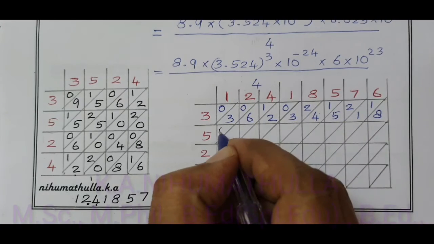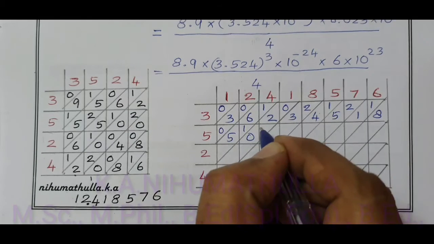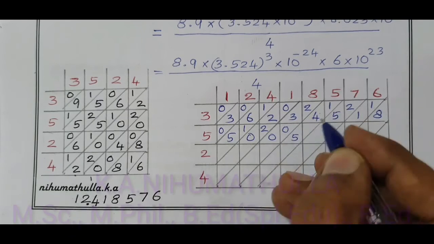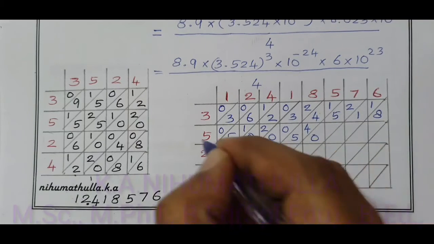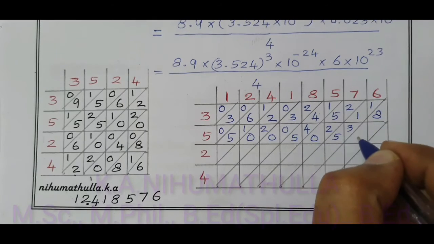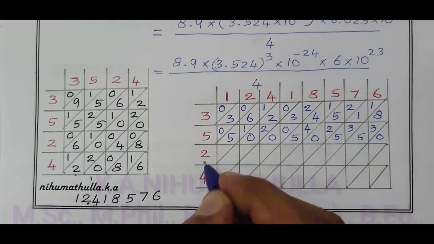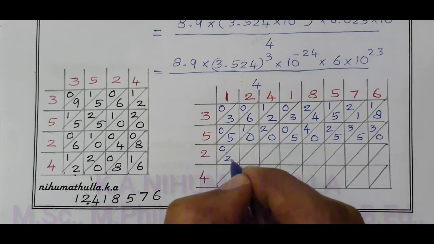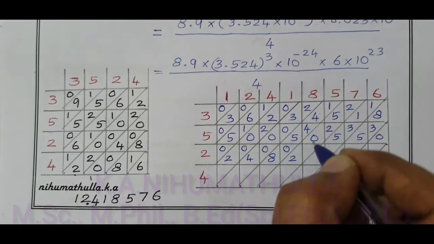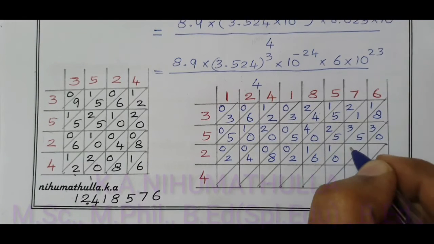5 into 1 equal to 5. 5 into 2 is 10. 5 into 4 is 20. 5 into 1 equal to 5. 5 into 8 is 40. 5 into 5 is 25. 5 into 7 is 35. 5 into 6 is 30. Then 2. 2 into 1 equal to 2. 2 2s are 4. 2 4s are 8. 2 into 1 equal to 2. 2 8s are 16. 2 5s are 10. 2 7s are 14.